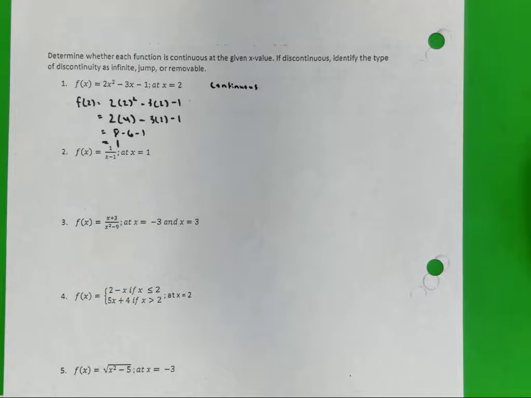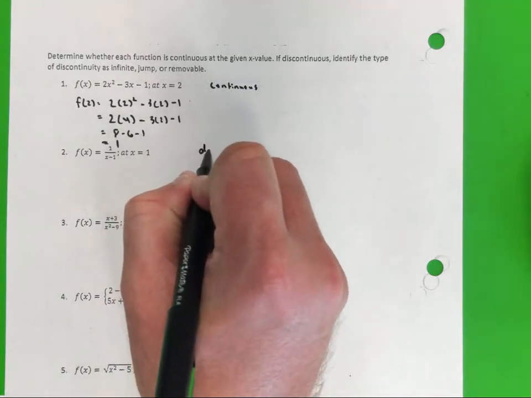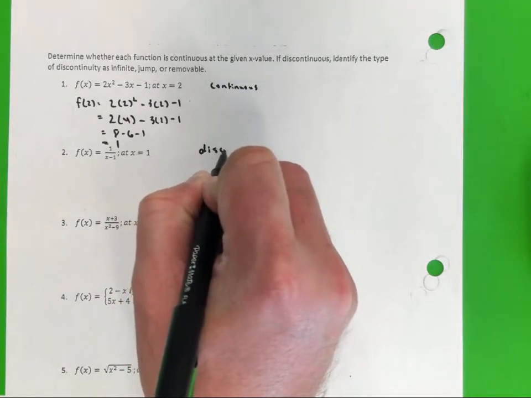But look at number 2, x equals 1. If I take 1 and plug it in, do I run into a problem? Yes, that's undefined, isn't it? So that makes it discontinuous. Do you see how to tell the difference? It's discontinuous at x equals 1 because it is not defined.